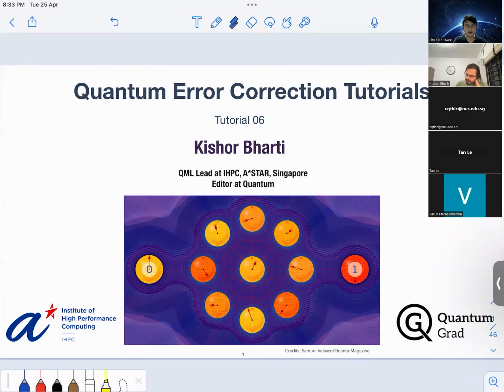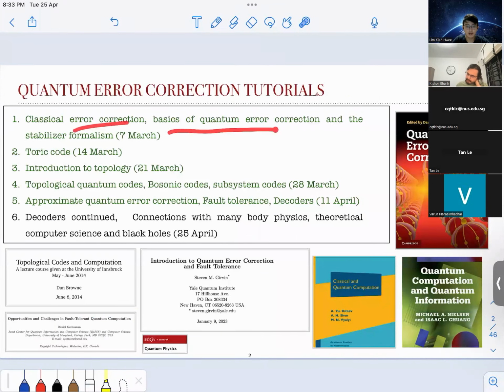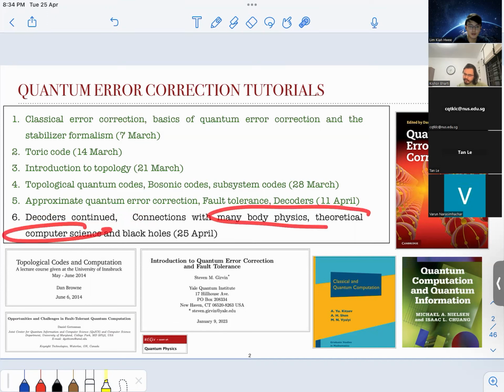In the past we have talked about classical error correction, basics of quantum error correction, and the stabilizer formalism. Then we had the toric code. Then we also discussed an introduction to topology, topological quantum codes, bosonic codes, and subsystem codes. Then we had a session on approximate quantum error correction, fault tolerance, and decoders. And today we will continue talking about decoders for quite some time. Then we will talk about connections with many-body physics and theoretical computer science, plus some discussion about black holes.